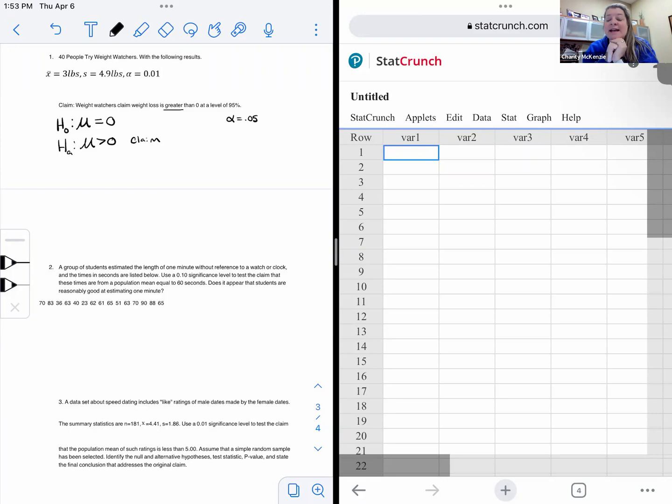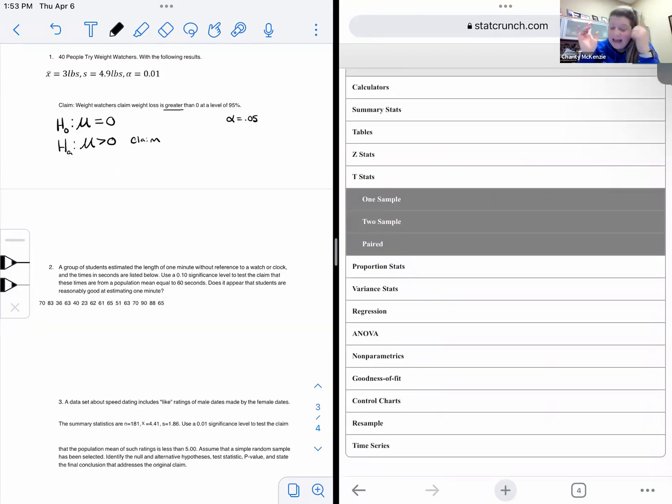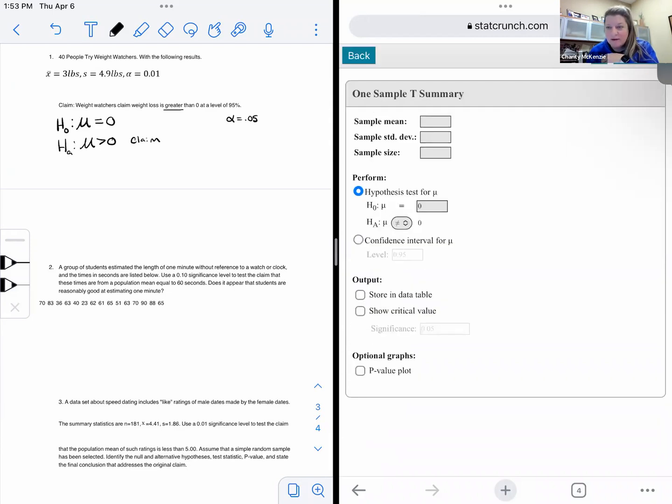So we're going to hit Stat, and look at all of our sections. We want a T-stat because we didn't say anything about the population standard deviation, nor do you usually have that. So T is where we go. I'm going to hit T, and these are my options: one sample, two sample, or paired. We have one sample, and we have a summary. We weren't listing our data like the next question.